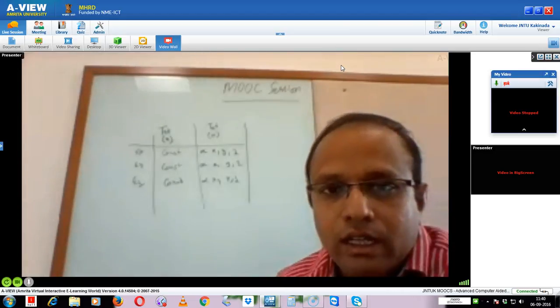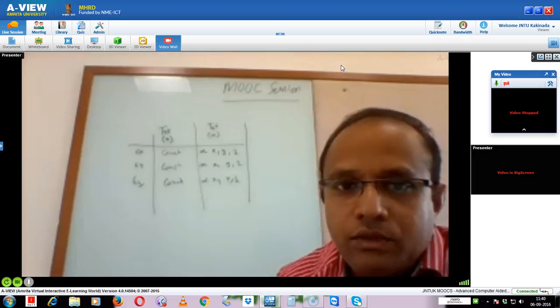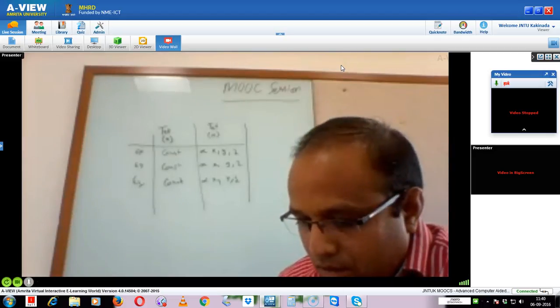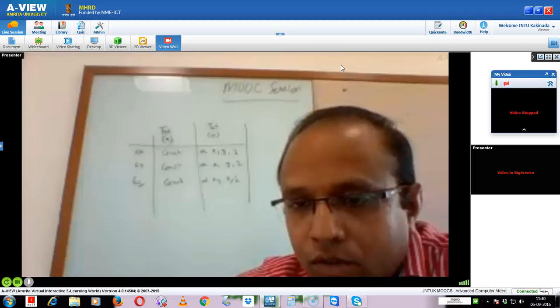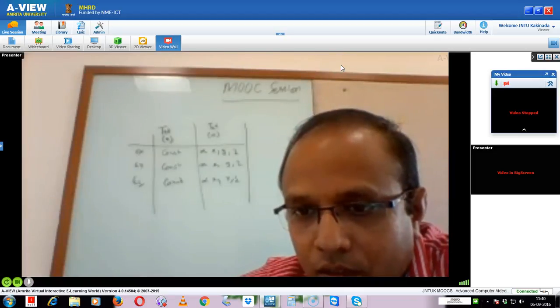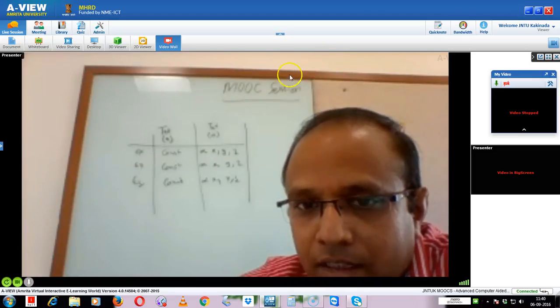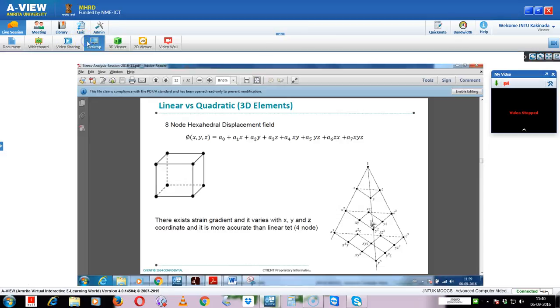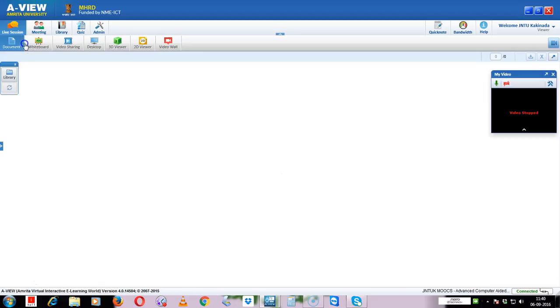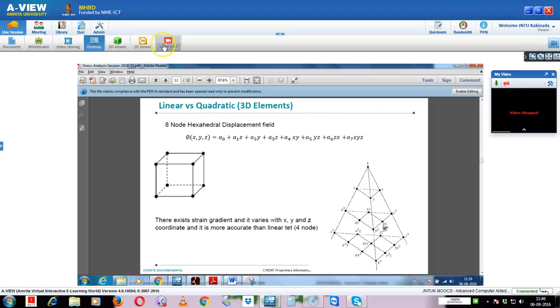Similarly, for the 8 noded hexahedral element, we should have 8 terms. What are those 8 terms? The first 4 we are good with. We need to identify the other 4 terms, which make it an incomplete polynomial and symmetric in nature. That is xy, yz, and xz. And then we need to make this one xyz.